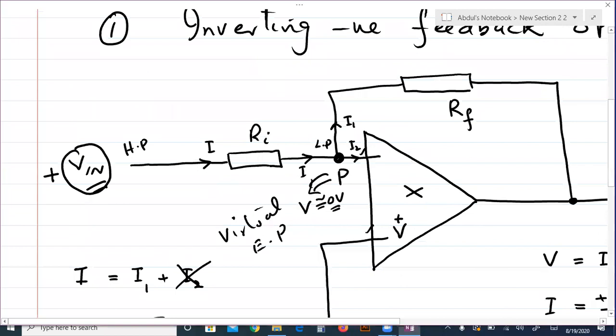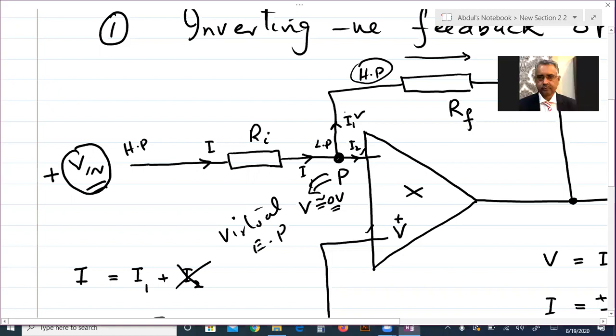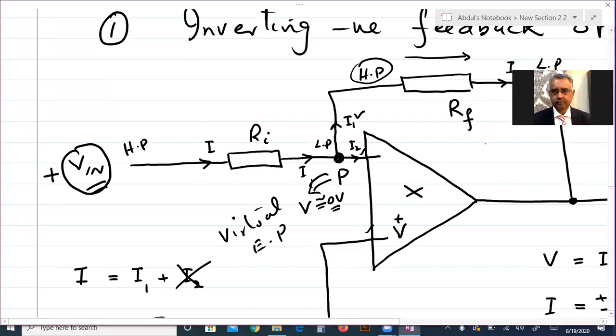Okay, now look at this I1 current. It is going towards feedback resistor, and then it is leaving from this. Now the current is flowing to the resistor from left to right. So definitely here at the left, there must be high potential, and at the right, there must be low potential. But look at the value of the high potential. It is virtually earth, 0. This is 0.